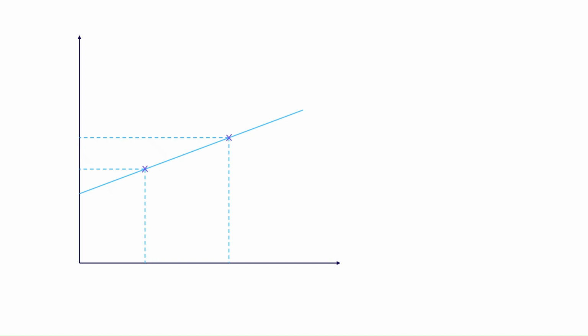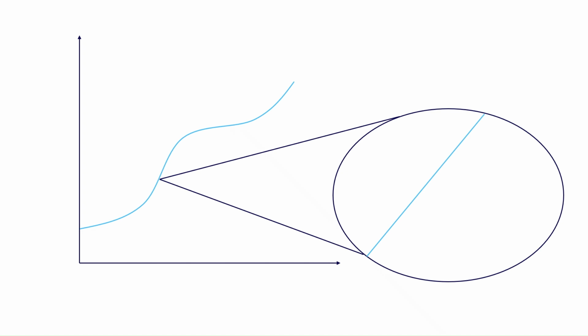The gradient, which you may remember being called m, is the rise divided by the run, or the change in y coordinates divided by the change in x coordinates. What would we do then if we had a nonlinear function like this? As you can see, the gradient is going to be different at every point along this function.